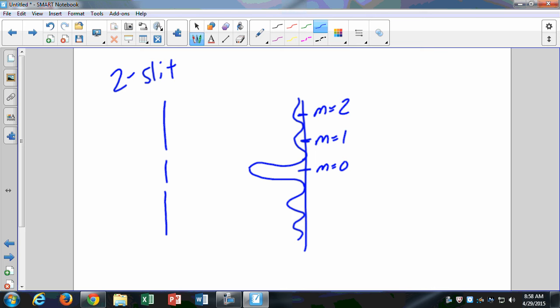As we did in class, you also need to know what the path length difference is for these various bright and dark spots. So for example, here my path length difference between the waves that originate here is equal to how many wavelengths?